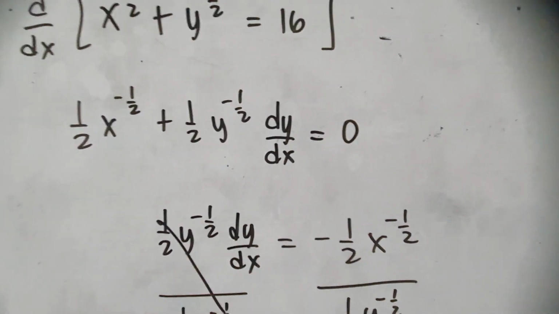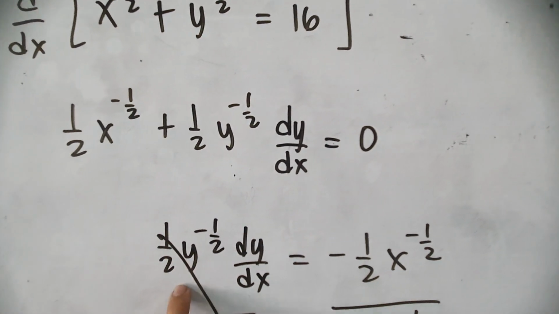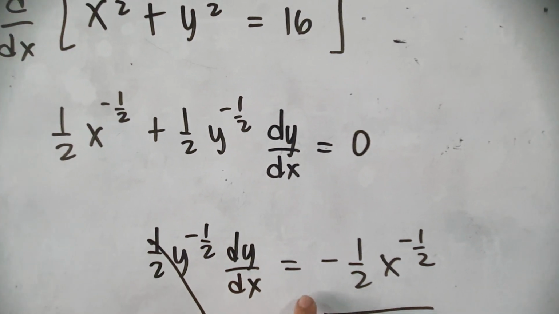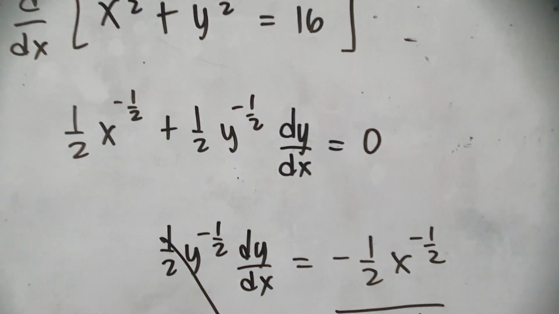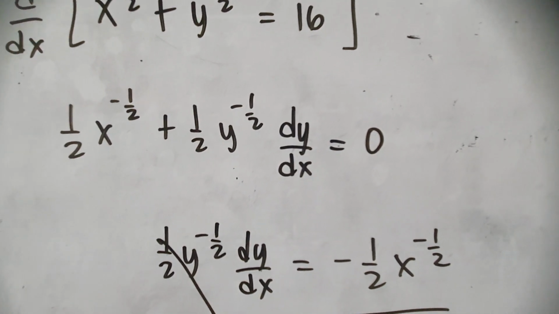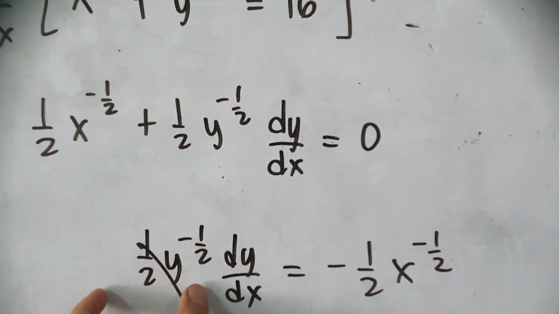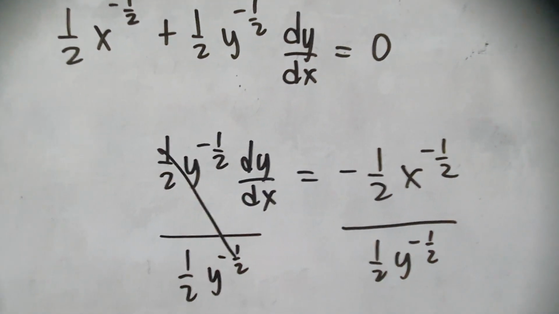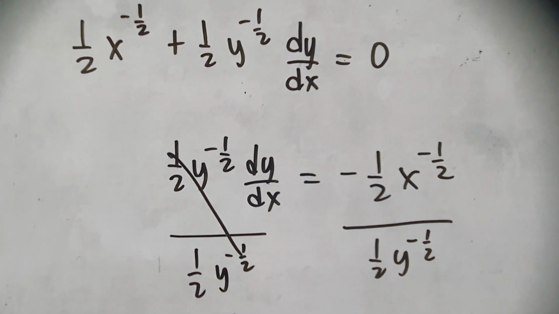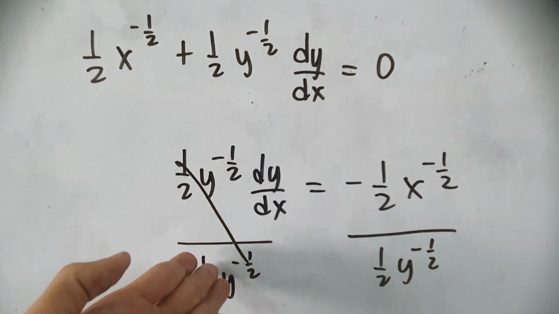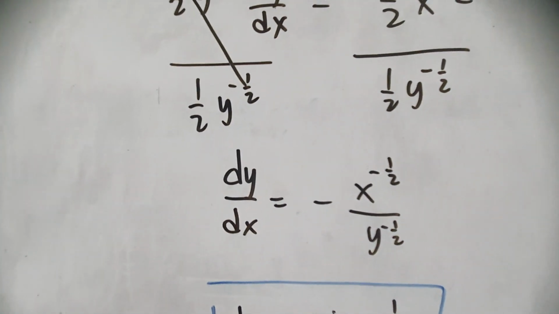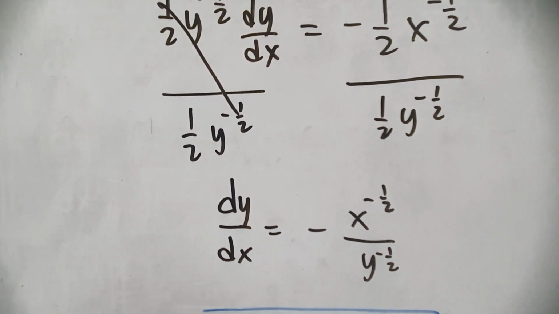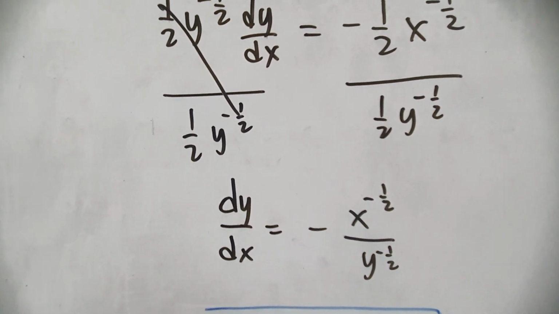So we now have come up with 1/2 y raised to the power of negative 1/2 dy over dx is equal to negative 1/2 x raised to the power of 1/2. Now, what shall we do next? Get rid of 1/2 y raised to the power of negative 1/2 so that we can find dy over dx. Dividing both sides by 1/2 y raised to the power of negative 1/2, cancelling this one. We now come up with dy over dx as negative x raised to the power of negative 1/2 over y raised to the power of negative 1/2.